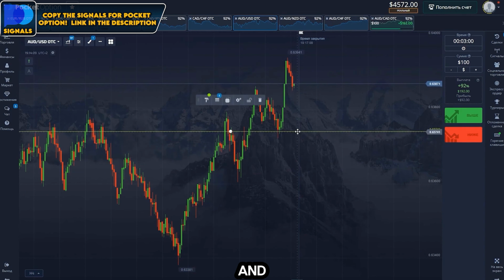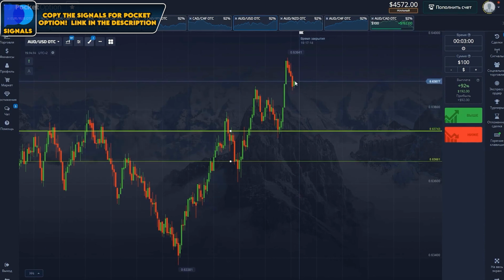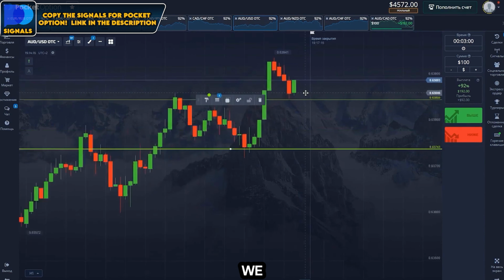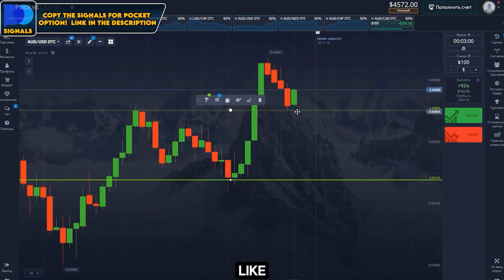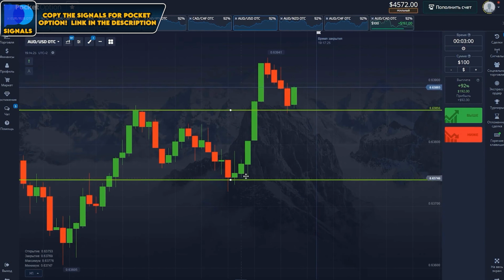We mark the support and resistance lines. To start, we mark the support lines that were local. That is, if we zoom in, we will mark the support lines, like this. What are support and resistance lines? A support line is the point where the price has stopped.